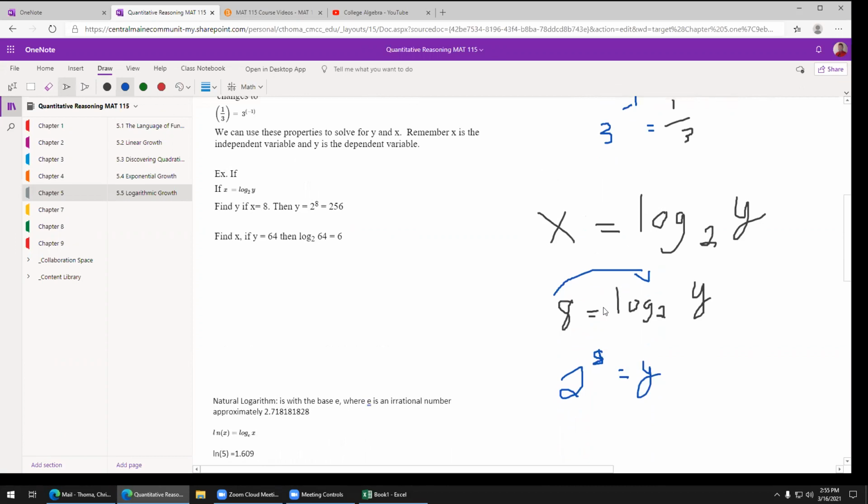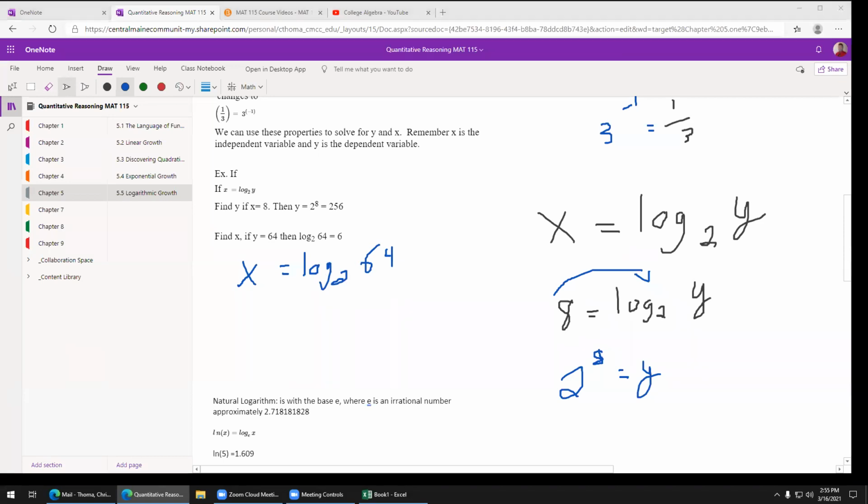And vice versa, if I know y equals 64, then I get x equals log base 2 of 64. So if my calculator can do log base 2, then I can just solve this problem. I could also rewrite it and figure out 2 to what power gives me 64.